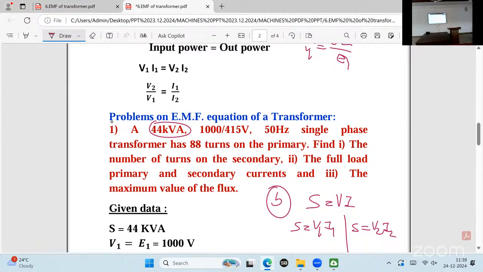This is the formula, save it. The last one. What is N1? N1 is 88 turns on the primary side. F, what is F? 50. What is E1? 1000. Can you get phi m? The unit is Weber.